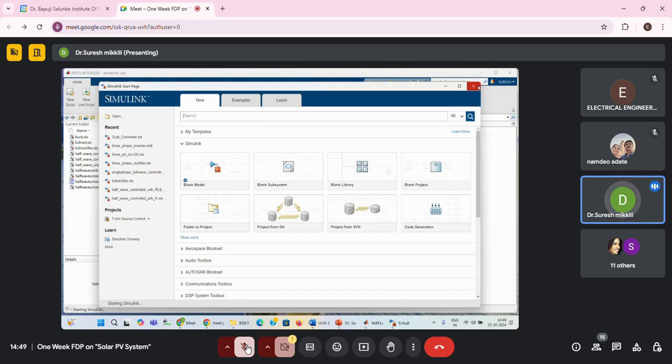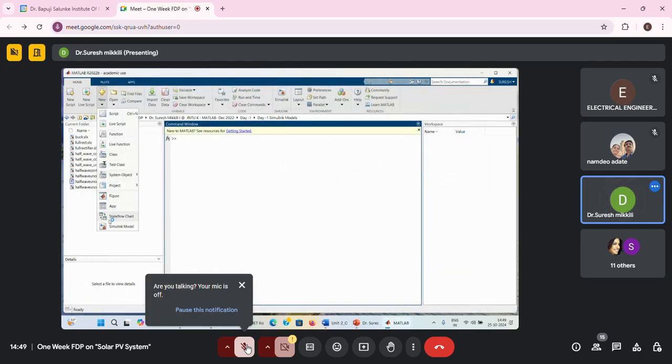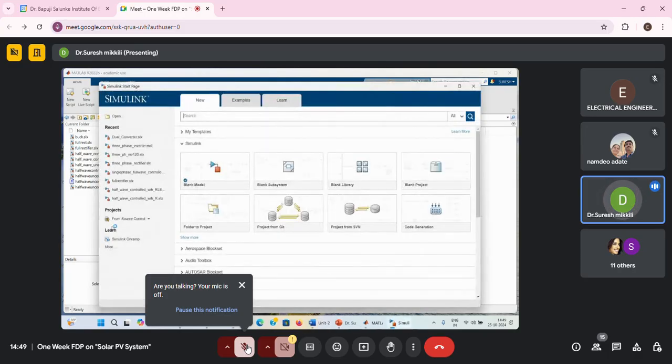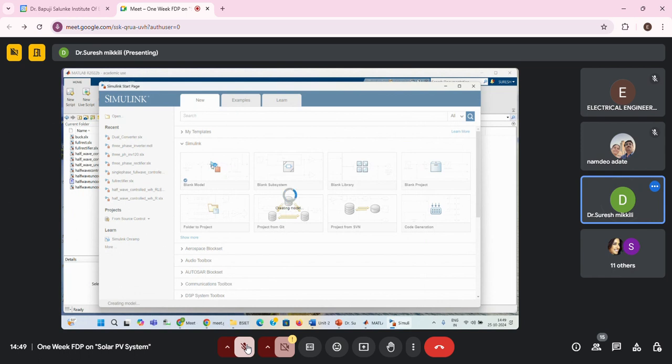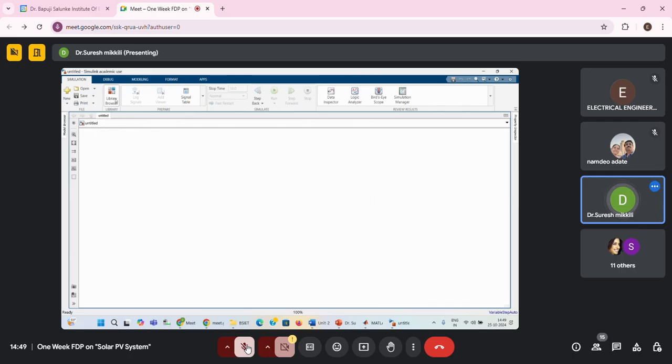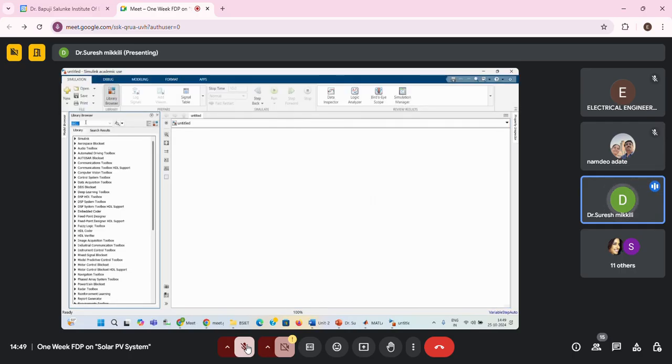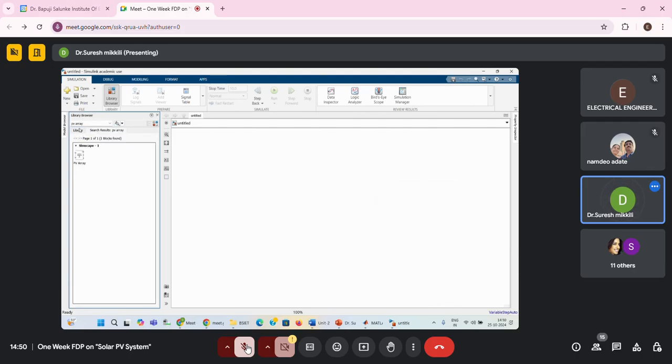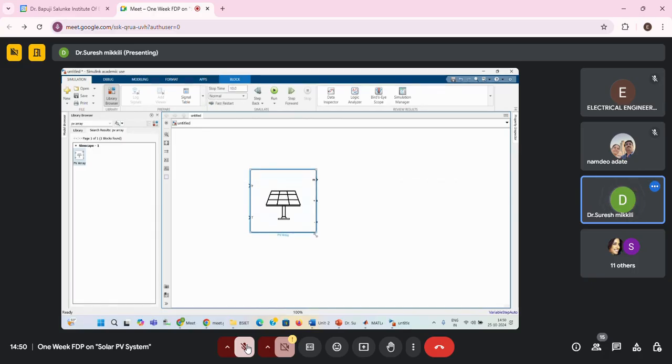You might be knowing, no? When I want to design, you select new. In that, click Simulink model. In that, I'm taking a blank model. It is visible, no? From the blank model, you go to library. In the library, just click PV array. So the PV array is already available. You select that. Is it visible? My screen is visible, no?